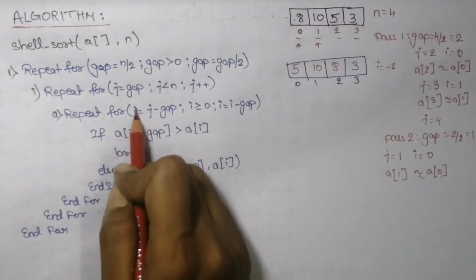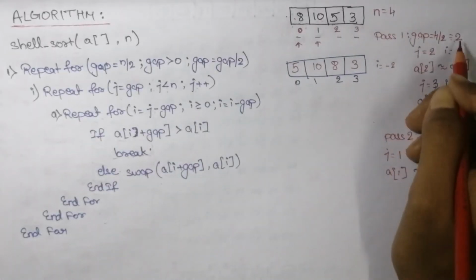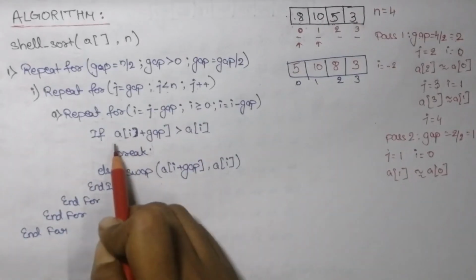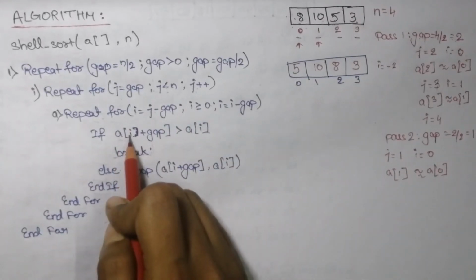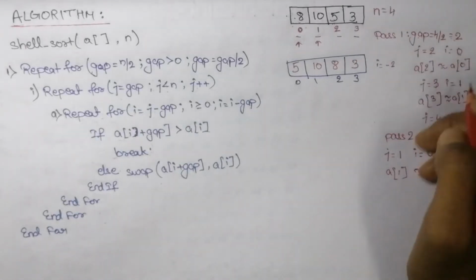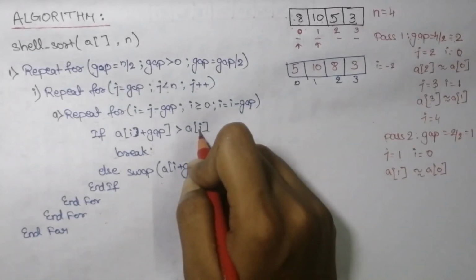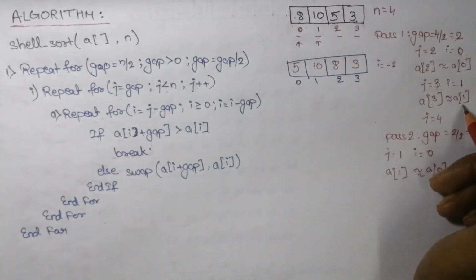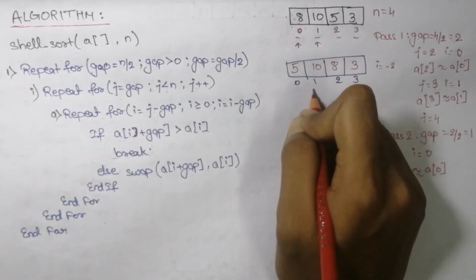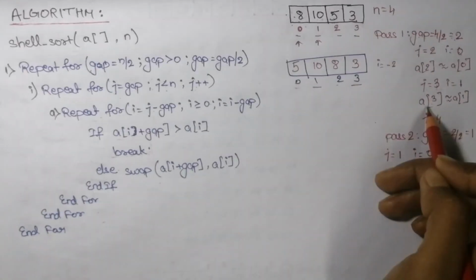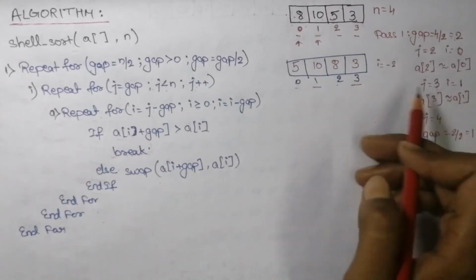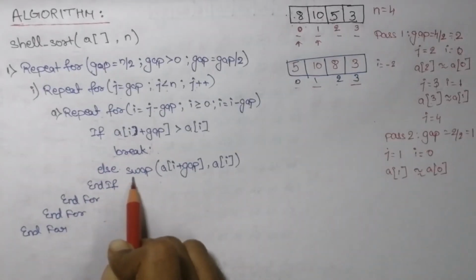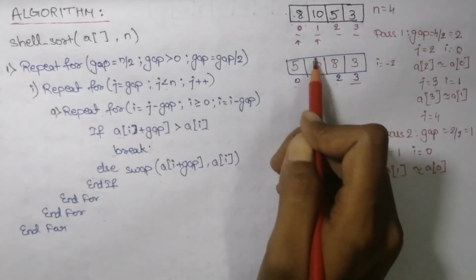And again we will set i equals to j minus gap. That means 3 minus 2 equals to 1. And 1 is greater than or equal to 0, yes. So again we will compare the elements. That means i plus gap equals to 1 plus 2 equals to 3, and the element at the ith index, that is 1. So the element at the third index is compared with the element at the first index. That means we will compare this element 10 with this element 3. So now is A3 greater than A1? That means is 3 greater than 10? No. So we will not break from here and we will execute this else part. That means we will swap the element 10 with 3.